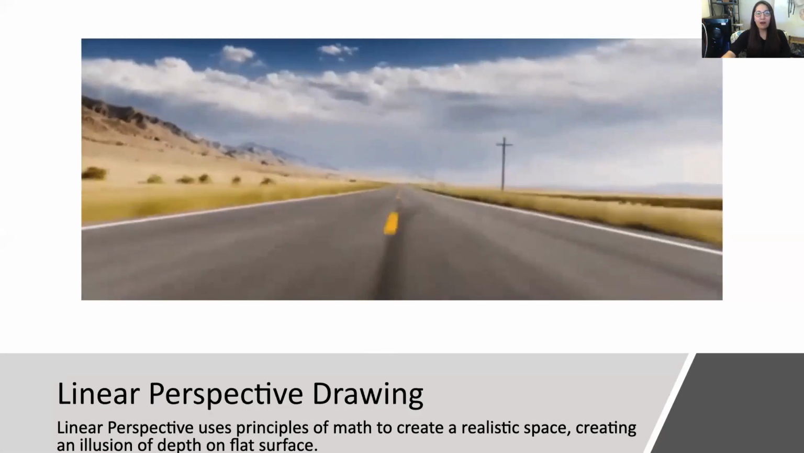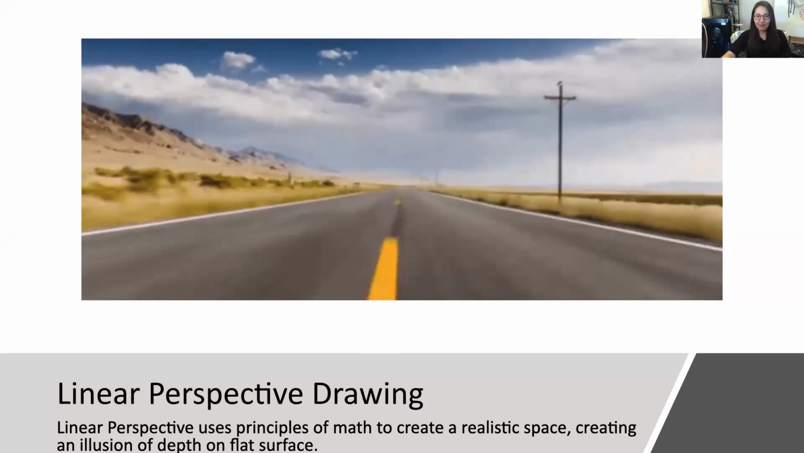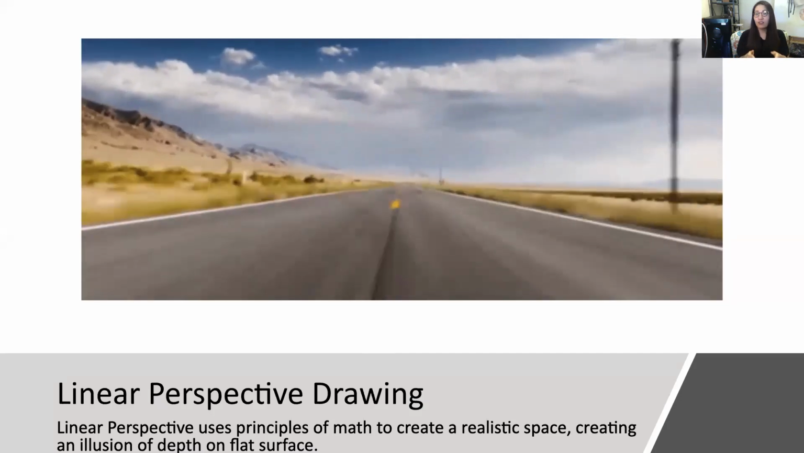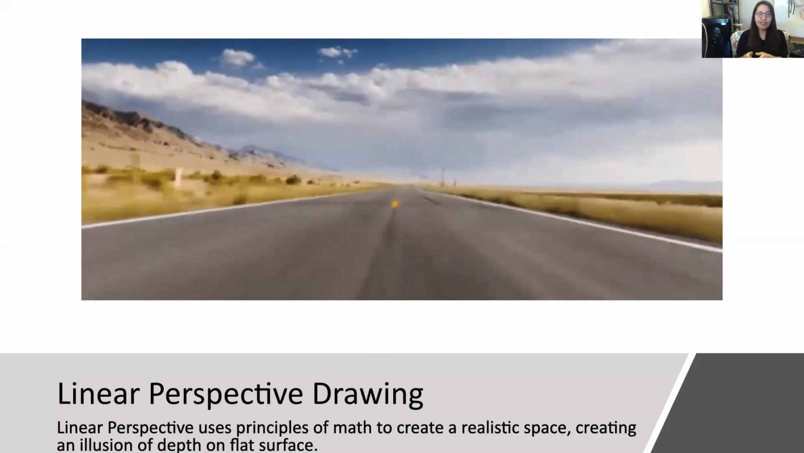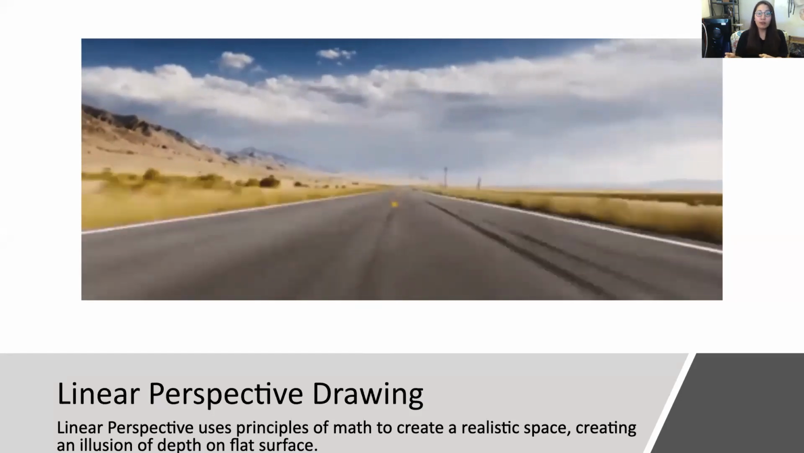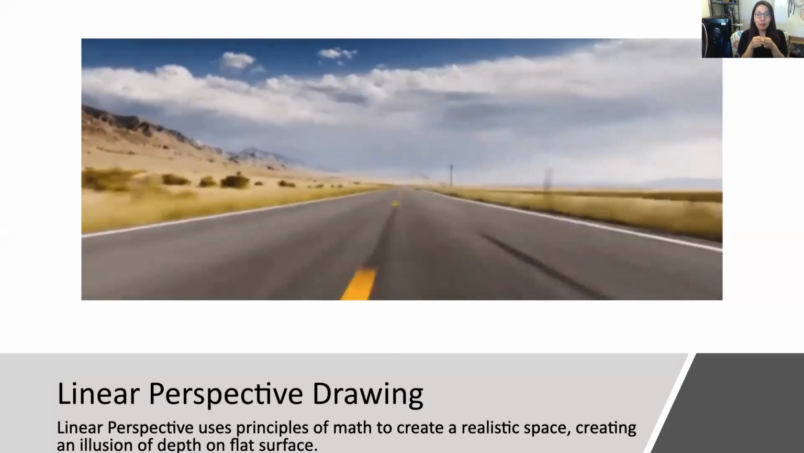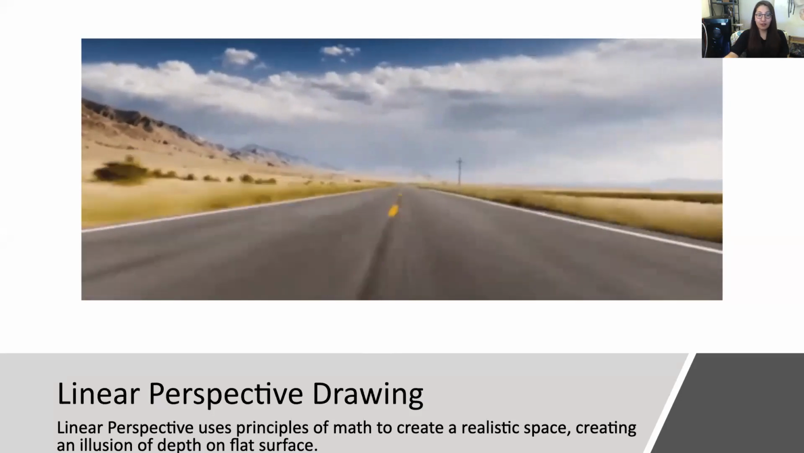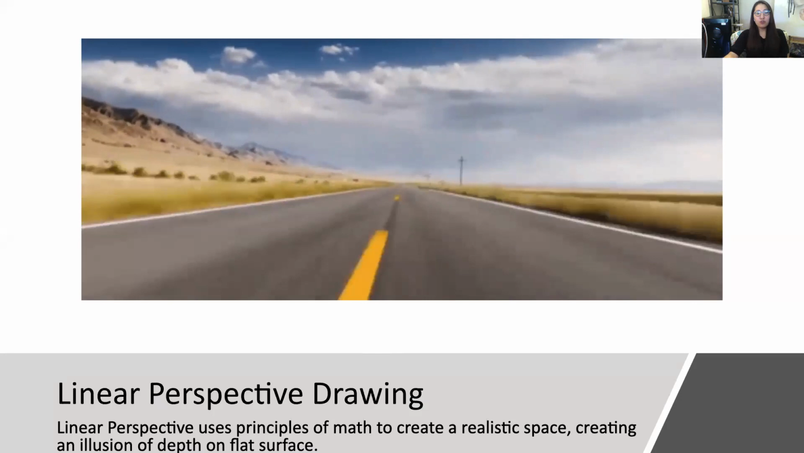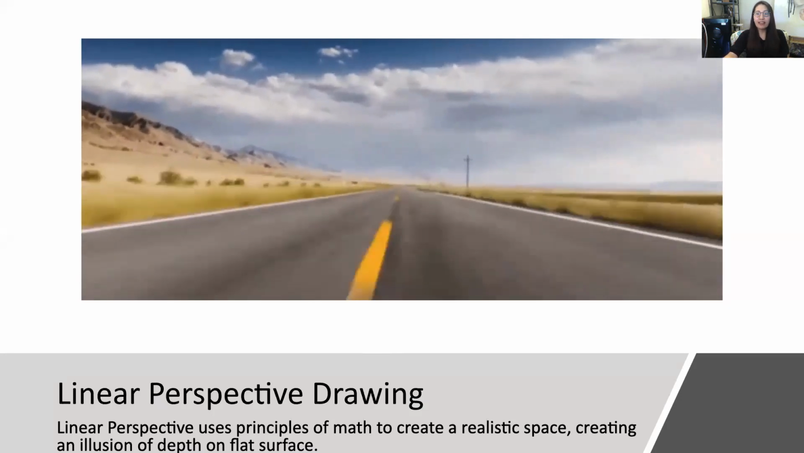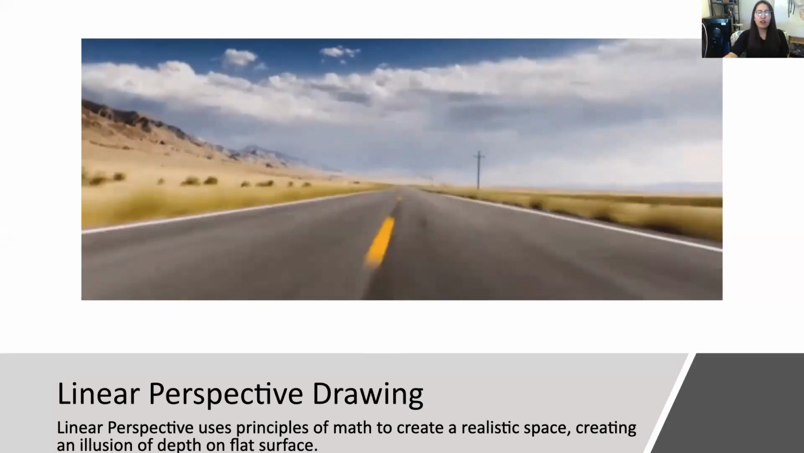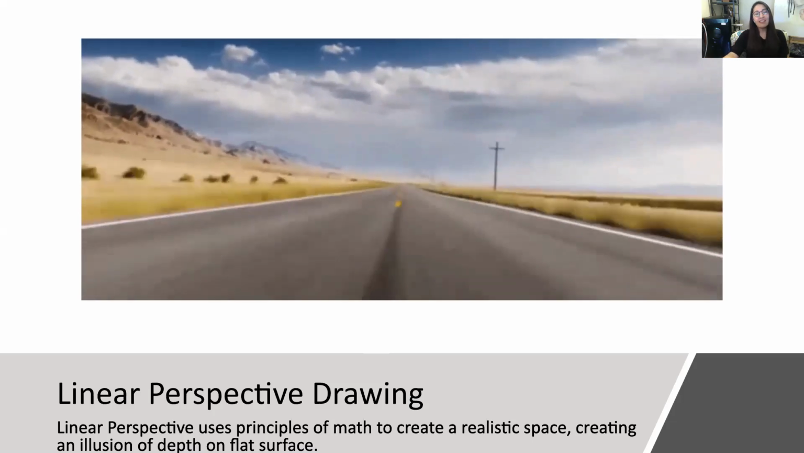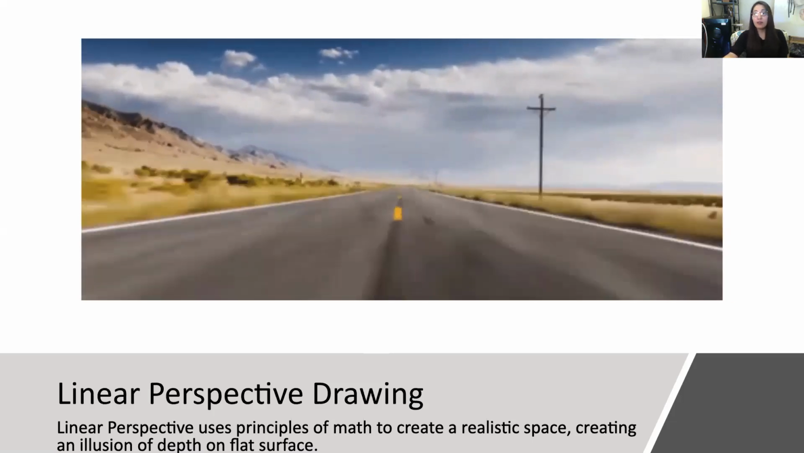So let's talk about what linear perspective is. Imagine driving along a very straight open road on a grassy plain. The road, the fences, and the power poles all diminish towards a single point far ahead of you. That is an example of linear perspective. Linear perspective uses principles of math to create a realistic space, creating an illusion of that on a flat surface. Now, I love linear perspective because it is like a magic formula for us to create a realistic space.